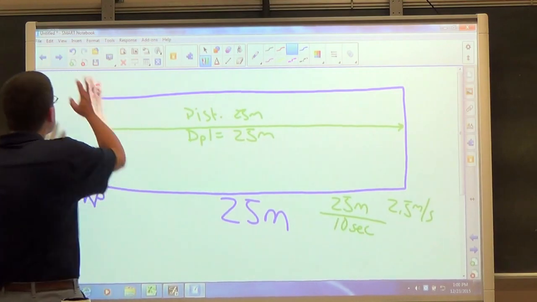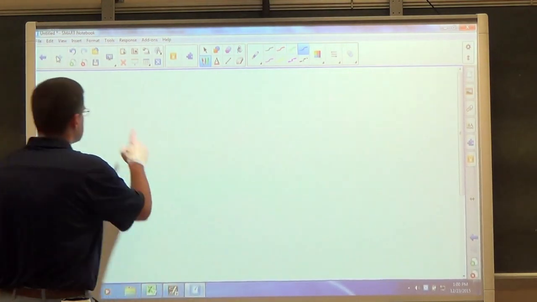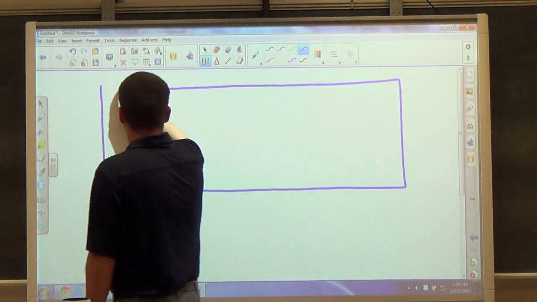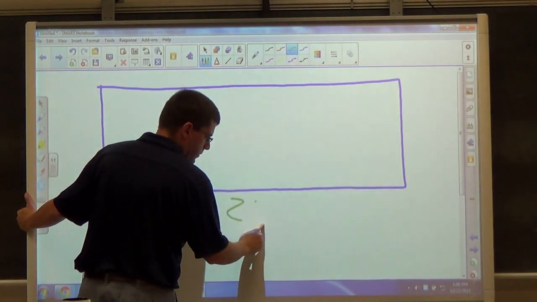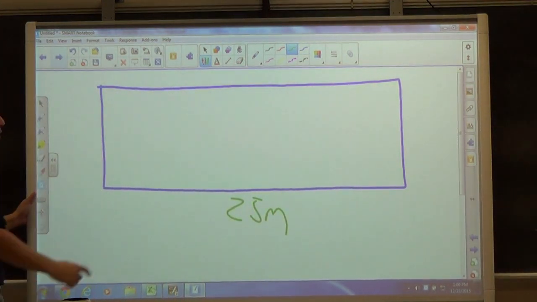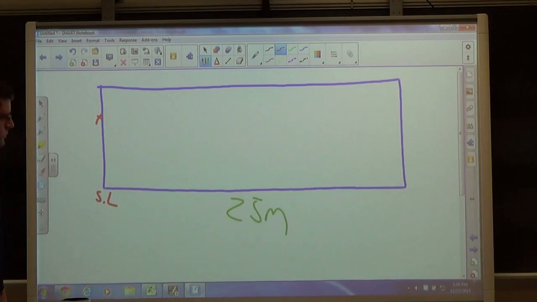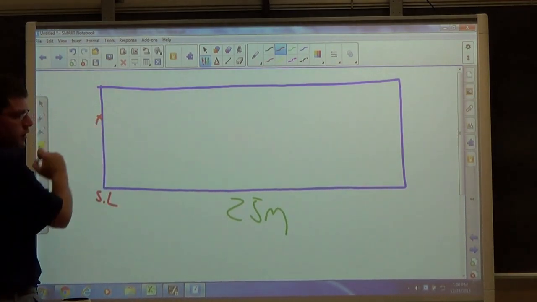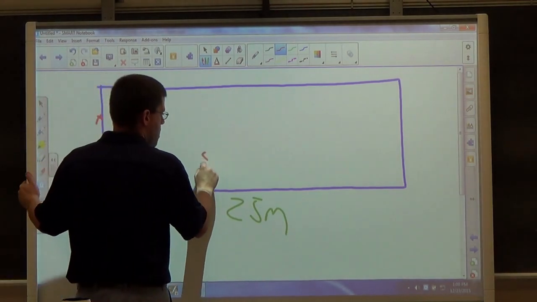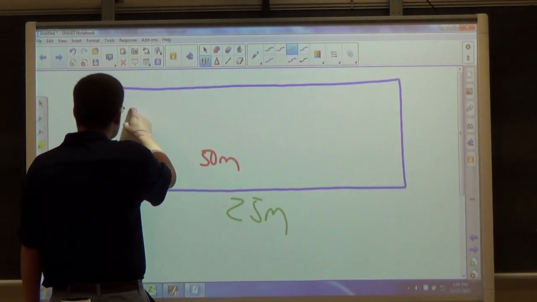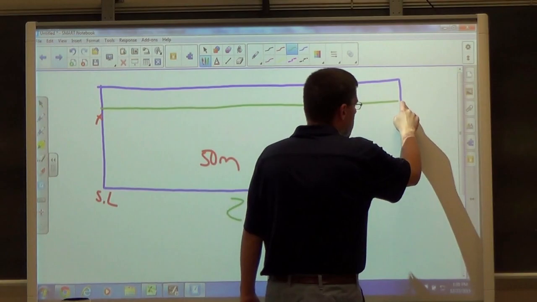Here's a little kid swimming. Older kid swimming. Here's the pool, 25 meters. Same race, except now the older kids start right here, at the starting line. They have to do a 50 meter swim, which means they go down, turn, and come back.